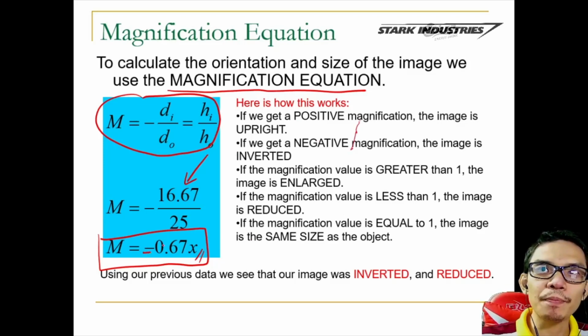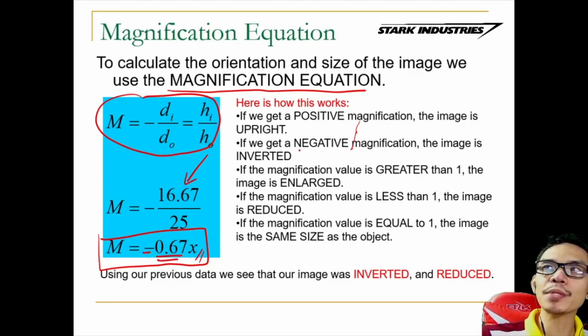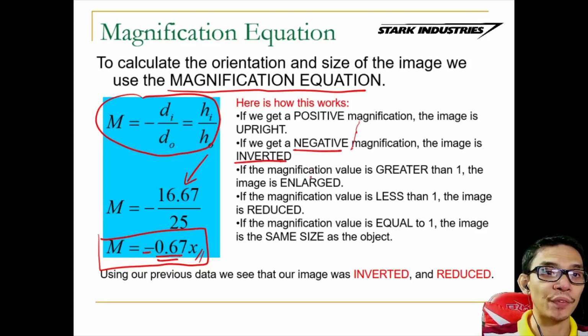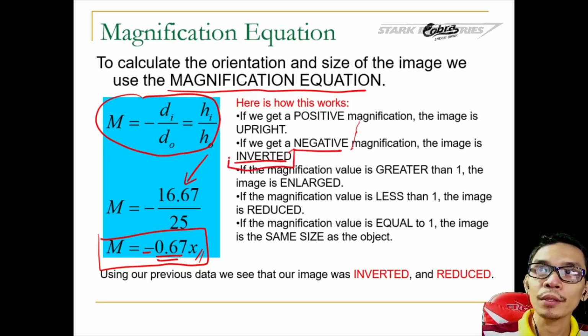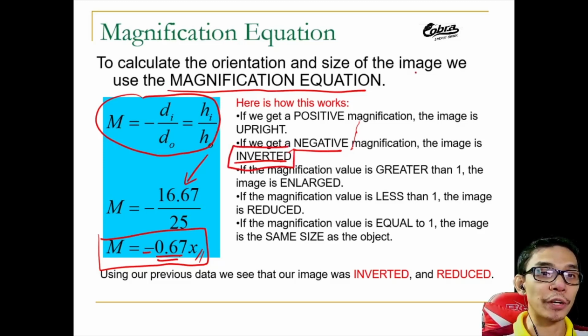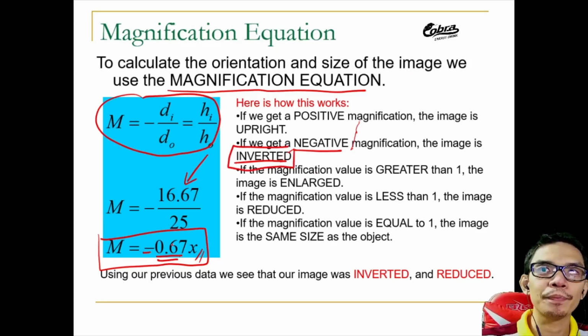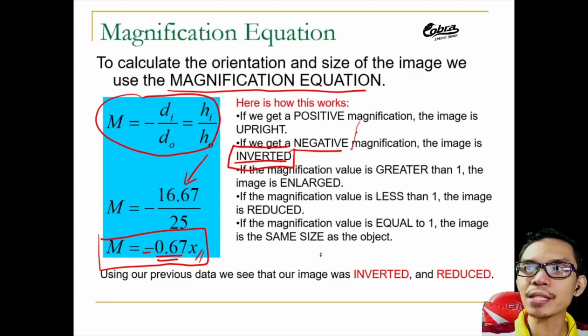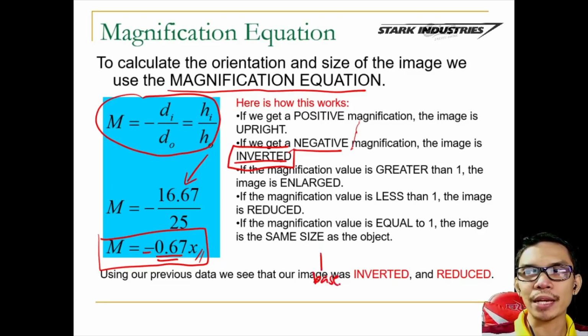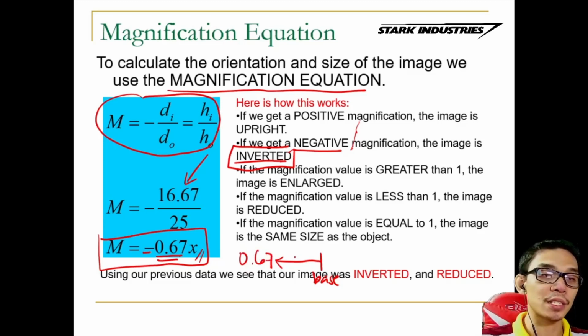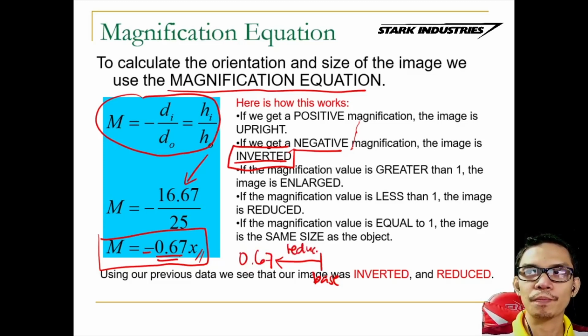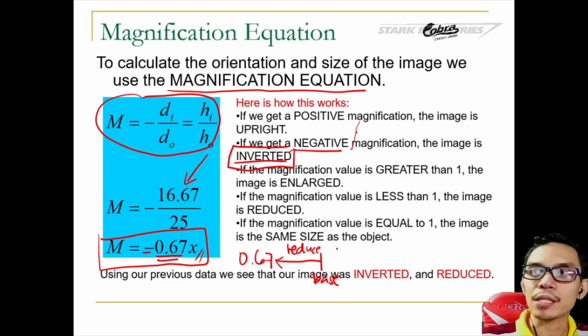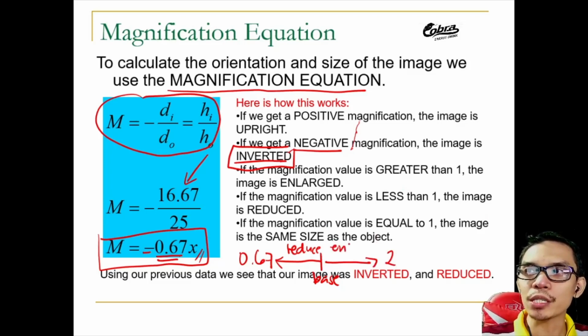So, what is this negative and this number all about? The first one, the negative sign, means that it is a negative magnification. It is inverted, so the image is inverted. Next one, how about the number that we have right here? The baseline is 1. So, if the number is less than 1, like the one that we have right here, 0.67, then the image is reduced. Next, if the number is greater than 1, the image is enlarged.